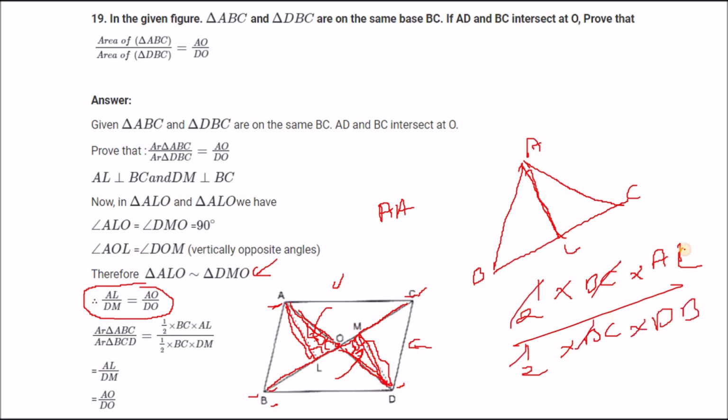So what is the ratio? It is only AL by DM. Half BC gets cancelled, so AL by DM. But we already proved that AL by DM is AO by DO. So we can replace AL by DM by AO by DO. And this is what we had to prove.